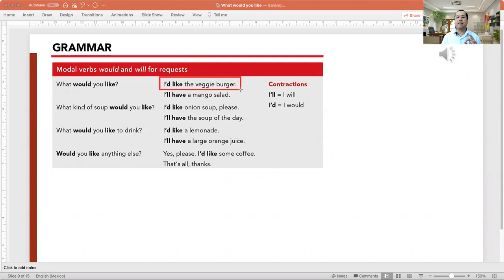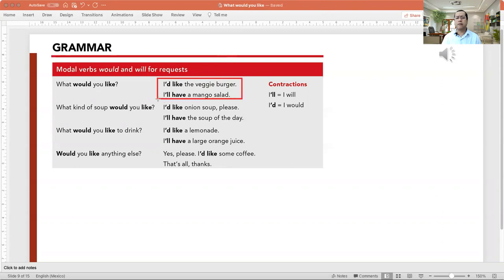I'd like a veggie burger, please. You can say I'd like. Or you can also say this other way. I'll have a mango salad, please. Okay, I'll have. So we need to use any of these forms to order food if we want to eat. We just don't say, I want the veggie burger, or I want a mango salad. No want, right? That's not proper language to use. The best way to go about this is by using any of these two forms to order something.